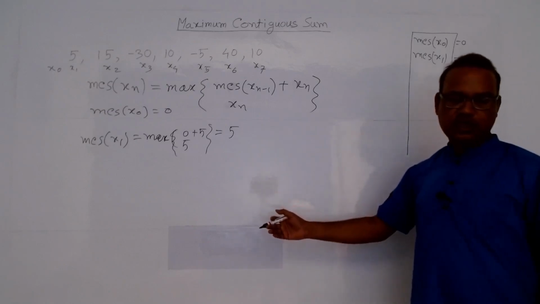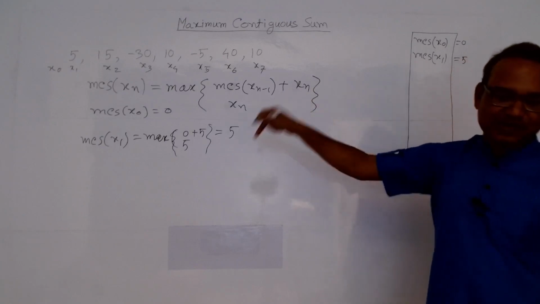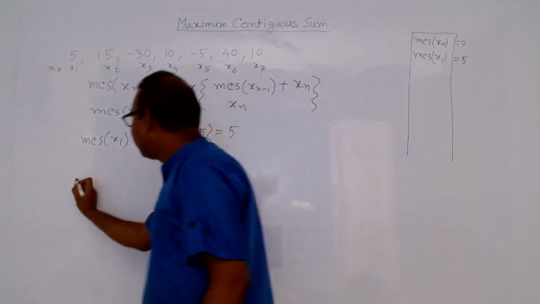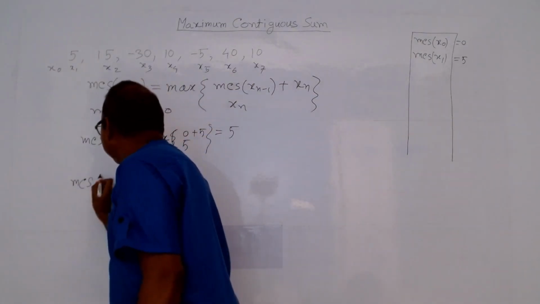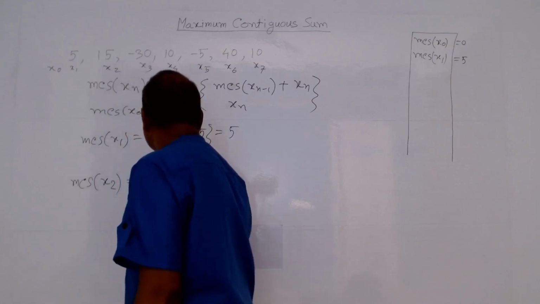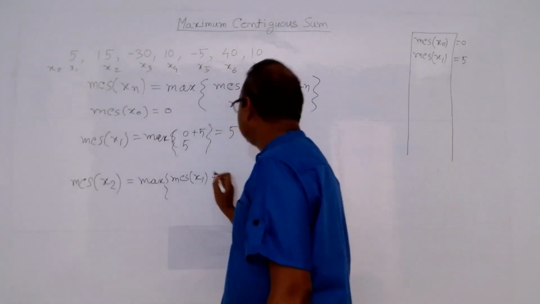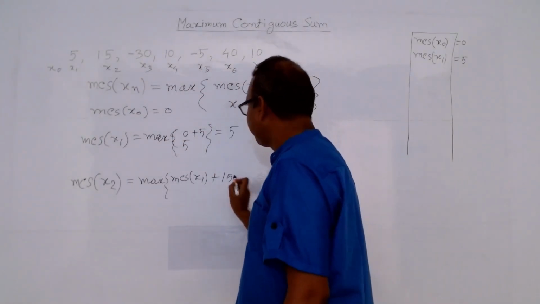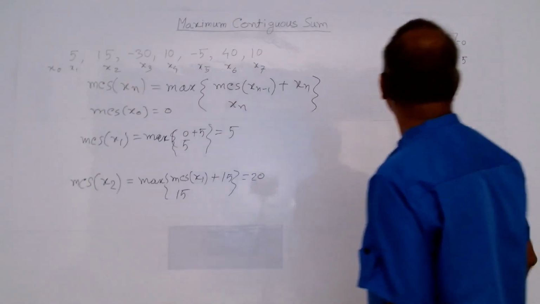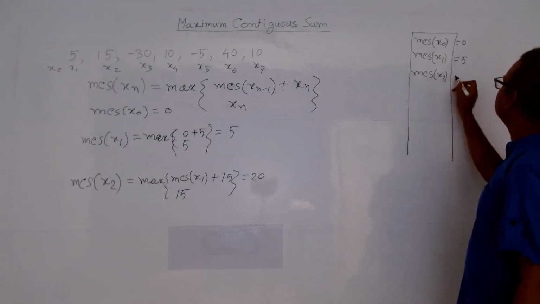Now we will compute MCS of x2. How? Using the value of MCS of x1. That is the beauty. So let's write MCS x2 equal to max of MCS x1 plus the value of x2, which is 15, so it is going to be 20. We can write here x2 equal to 20.